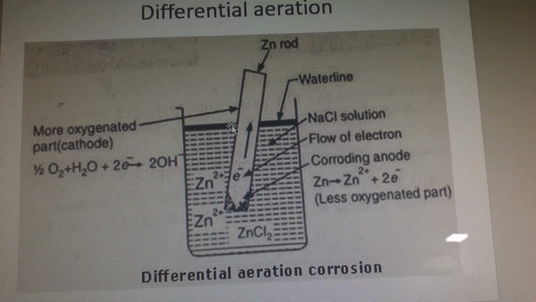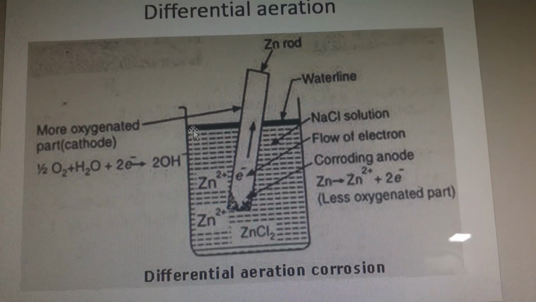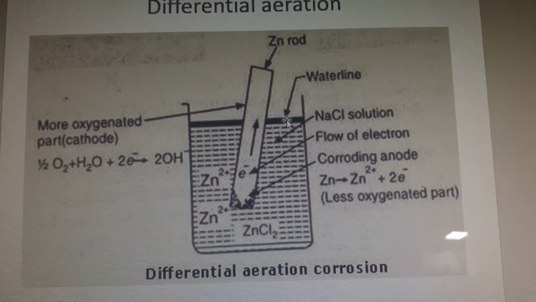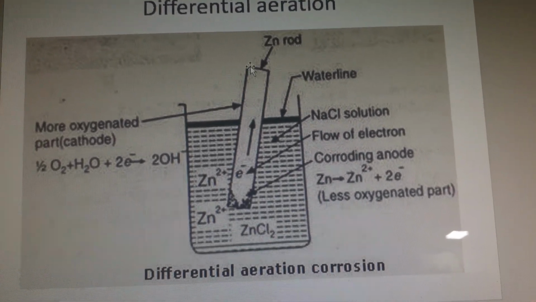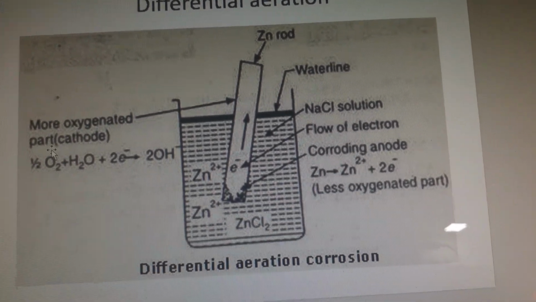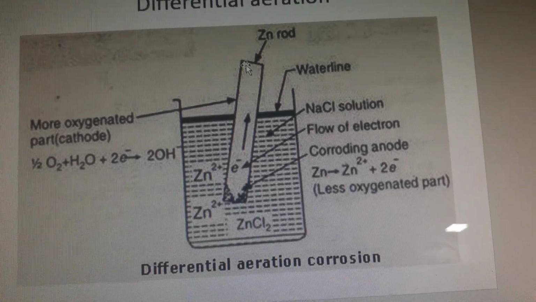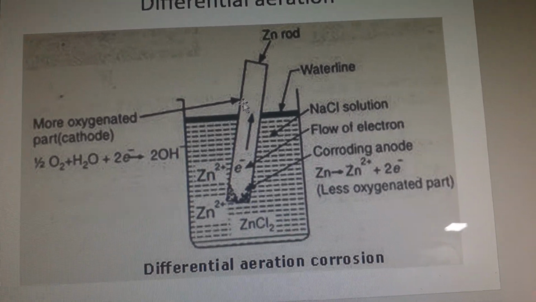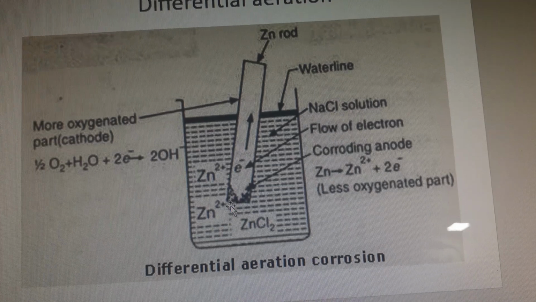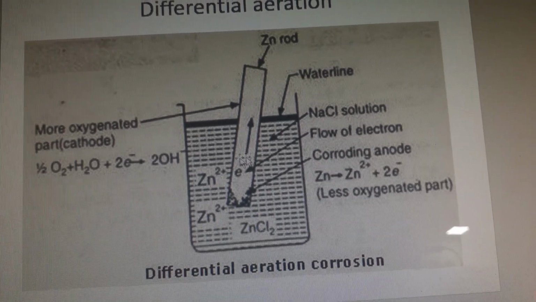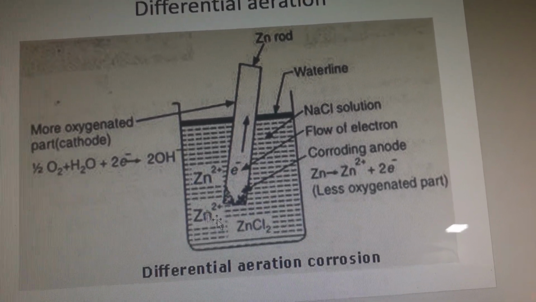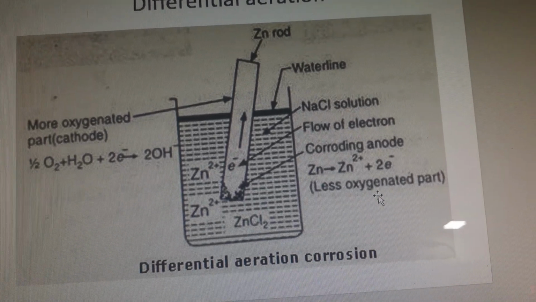Now the surface which is above this water line, this black color line, this is the interface between the atmosphere and the water, and is called the water line. So above this part, as you can see, is the more oxygenated part, which acts as cathode. So rusting does not take place on the top because this is acting as cathode. Whereas in the lower part, in the water, we have dissolved oxygen which is less as compared to the outer atmospheric part. So here we have the less oxygenated part.